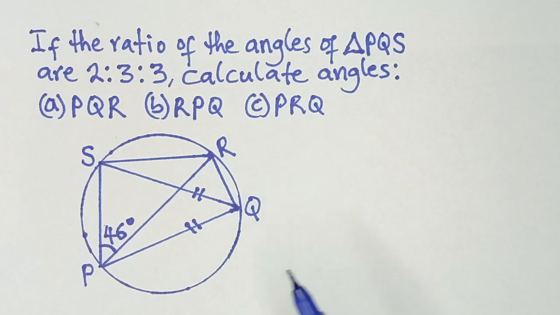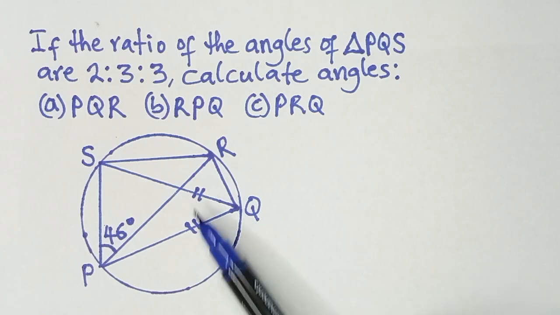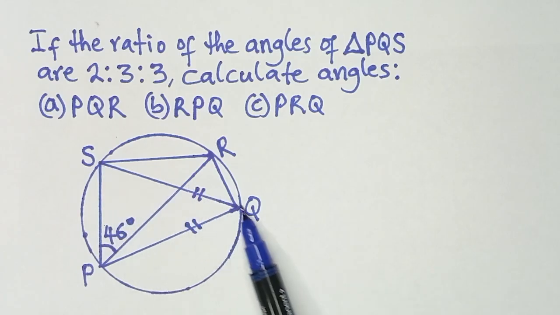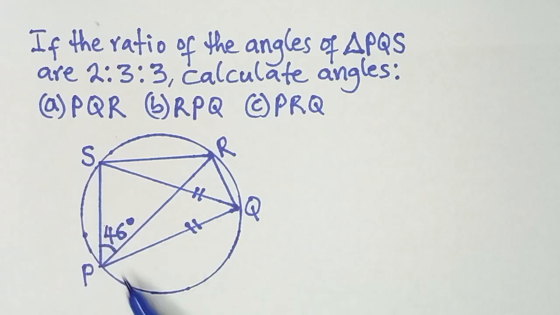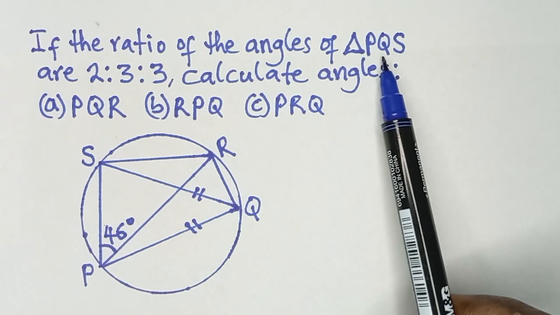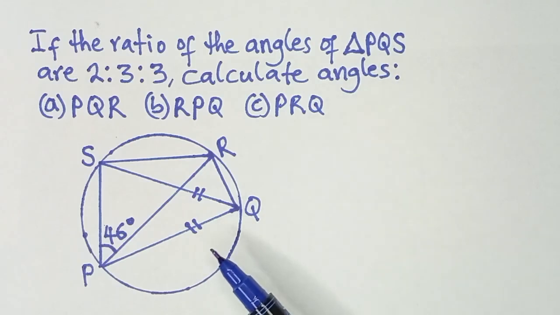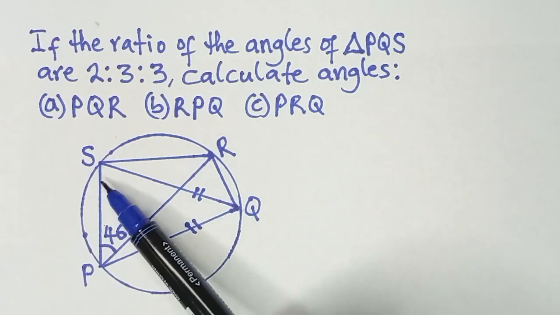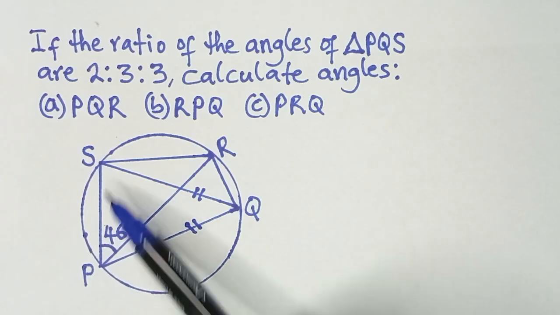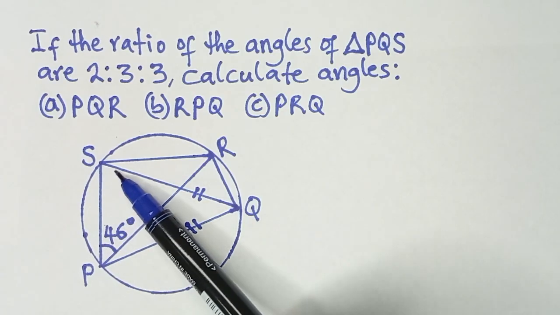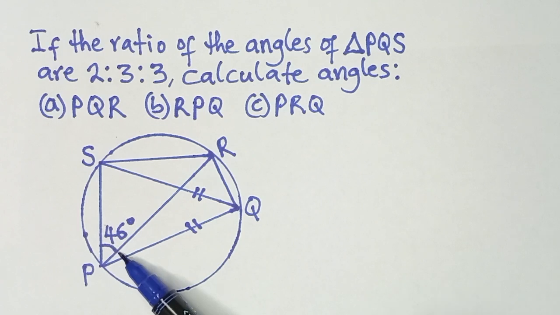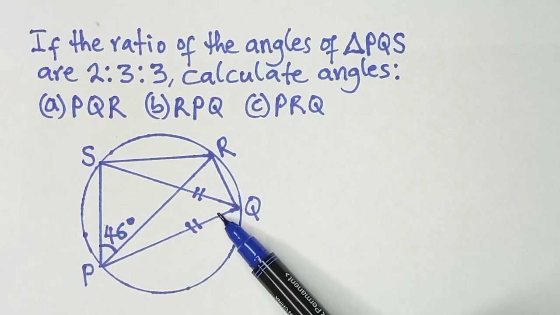Now the first thing I want us to look at is the fact that this line SQ is equal to the line PQ because of these two marks here, telling us that this triangle is an isosceles triangle. So triangle PQS, as given to us, is an isosceles triangle. And for an isosceles triangle, the base angles are equal. So this is one of the base angles. This is the second base angle. And this is the top angle.